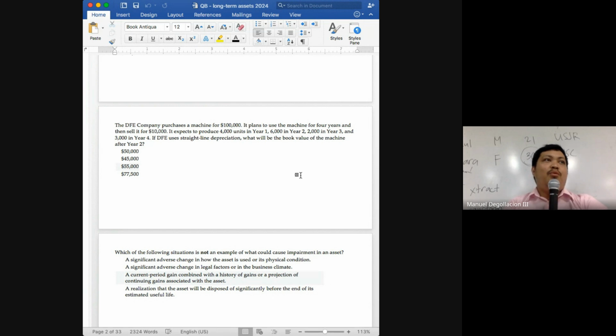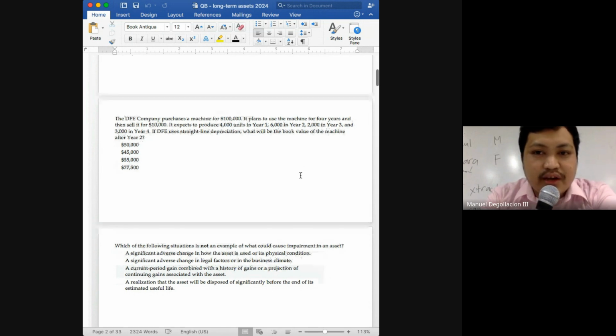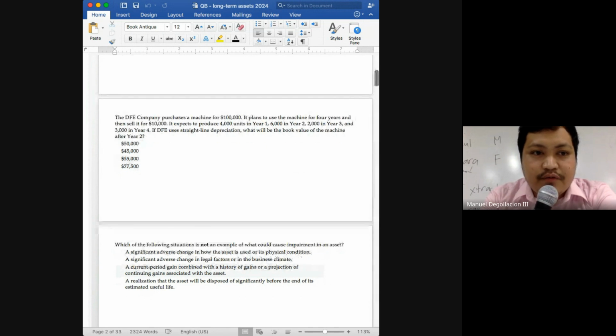Why is 45,000 wrong? Because you will have to add back the residual value. So there are a lot of ways where you can get this wrong because you're trying to look for a shortcut, class. But what's the safest way of solving for your book value, your carrying amount? Start with the original cost and just deduct the accumulated depreciation. Your book value, your carrying amount would simply be the original cost minus the accumulated depreciation. So again, the answer here is 55,000.